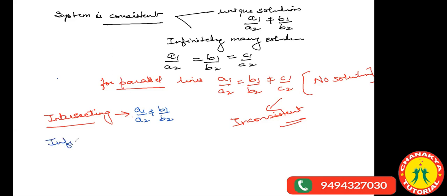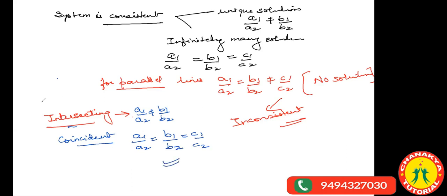Sudhamshu, tell me the condition for the lines to be coincident lines. A1 by A2 is equal to B1 by B2 is equal to C1 by C2. Yes. A1 upon A2 is equal to B1 upon B2 is equal to C1 upon C2. So these things, children, you have to learn. You have to fix these things in your mind. Else you won't be able to solve these type of questions. Right?